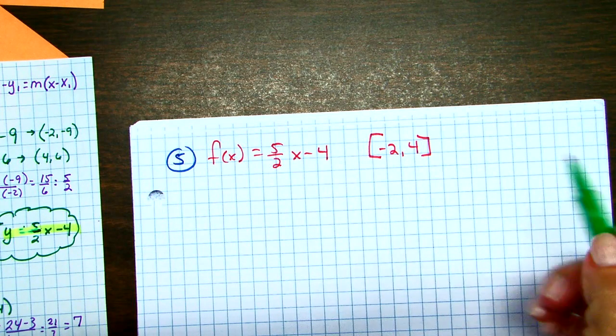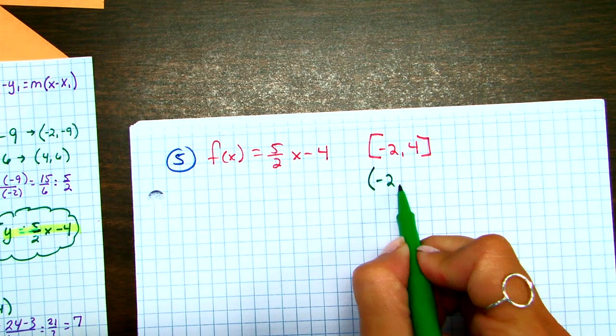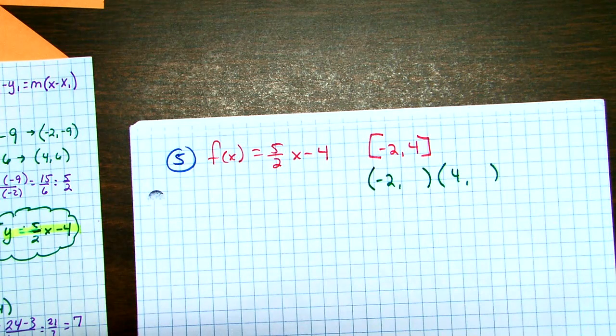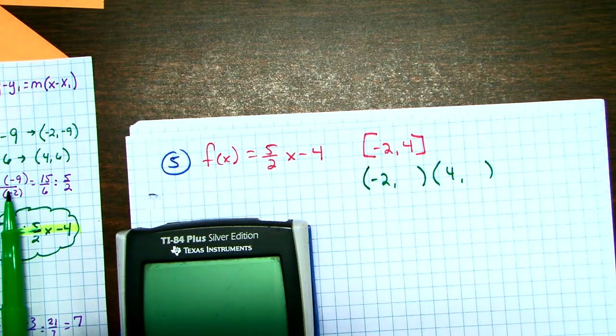The only difference is we don't have a graph. So to find these ordered pairs, I have to do what? How do I find the y's if I have the x's? Plug them in. That's exactly right. Plug them in. And you can use your calculator. You don't even have to show any work.